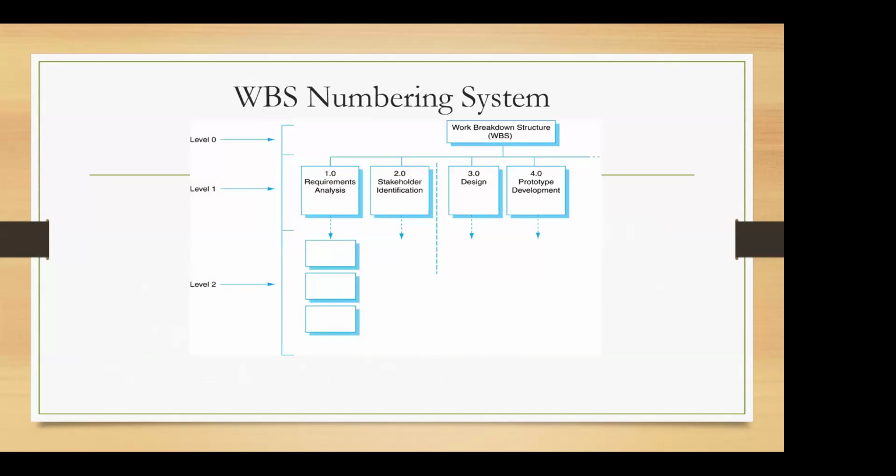When you look at the WBS numbering system, we usually use a numbering system like this. For level 0, we don't put a number, we just mention the project name here. But from level 1 onwards, every project deliverable or stage will use the numbering 1.0, 2.0, 3.0, likewise.